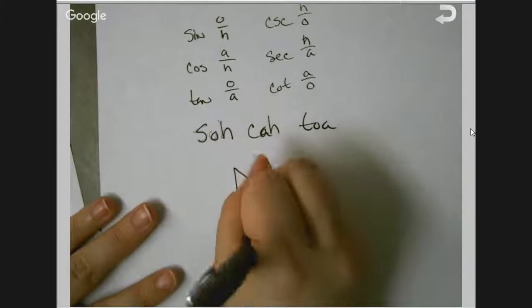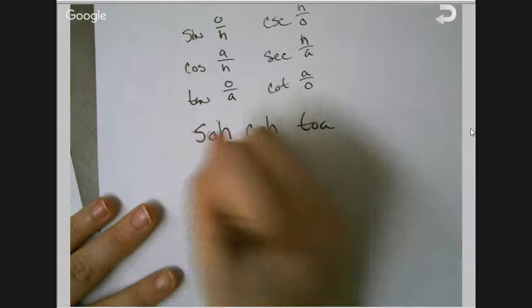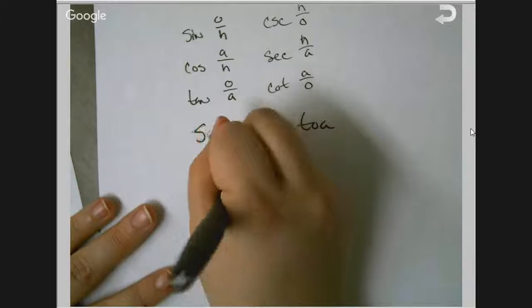Ultimately, we're going to say we want to solve for x, and we know that this is 25, and we know that this is 34 degrees.